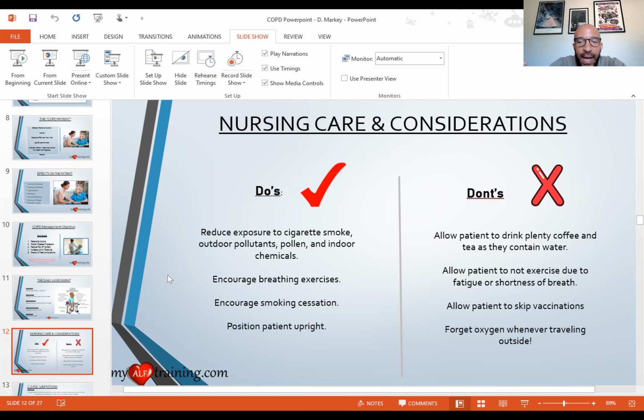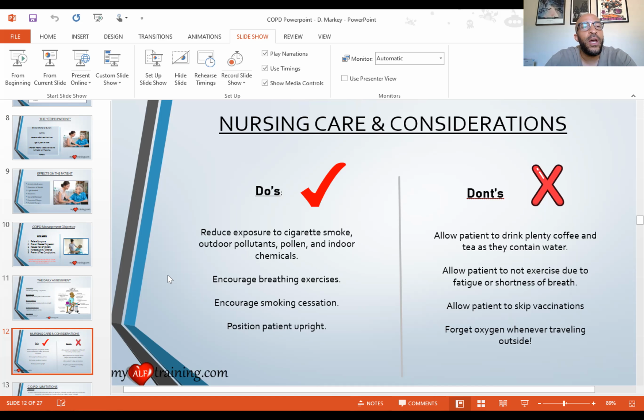Now, what would be our don'ts in our nursing care and considerations for patients with COPD? What's something that you don't want to do? You don't want to allow the patient to not exercise. That's something we don't want to do. We don't want to allow the patient to say, "Hey, I'm short of breath. I don't want to move around today." That's not acceptable.